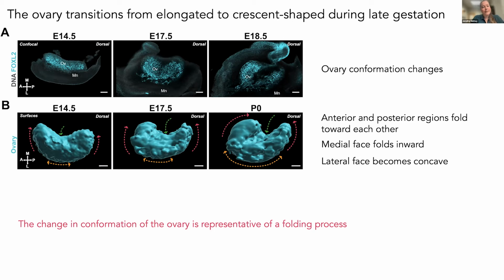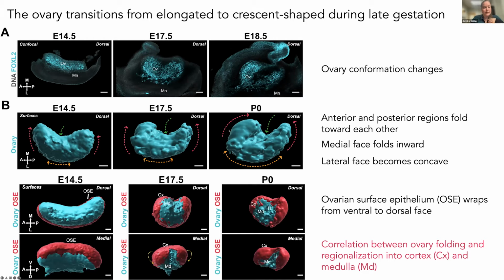And then, as I mentioned, the regionalization of the ovary into cortical and medullary regions seems to be functionally significant. So I was interested to see how the folding of the ovary might correlate with this regionalization. To investigate this, we used the LGR5 GFP reporter line, in which the ovarian surface epithelium is labeled with GFP, and this serves as a proxy for the formation of the cortex.